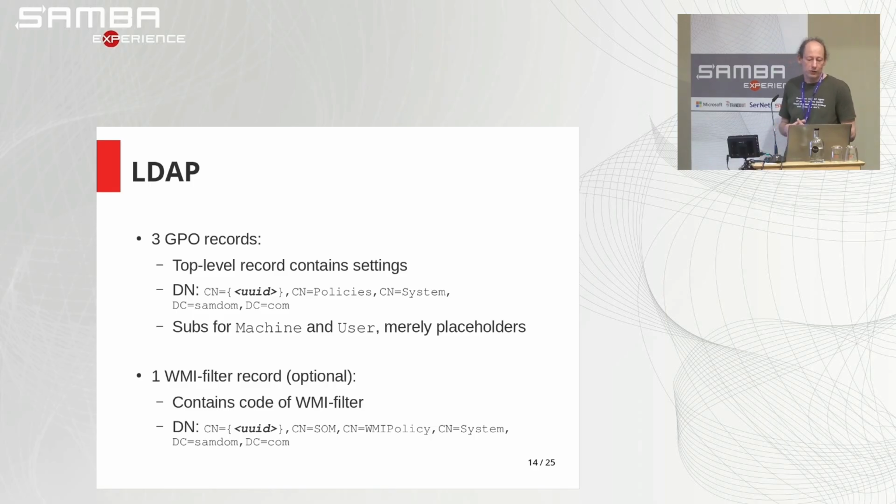So, then the LDAP side of things. There are 3 records generated. Basically, 2 of them are usually empty: the machine and the user record. The top level record contains the settings of this GPO. And if you want to use WMI filtering with your GPO, you need a separate LDAP record for the WMI stuff. So what does an LDAP record then look like?